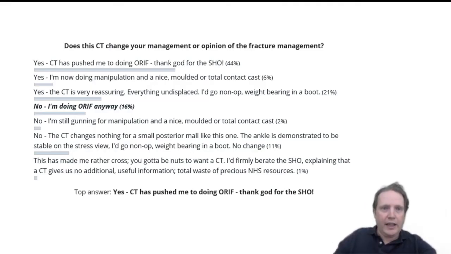So does this CT change the management or opinion of fracture management? 44% said it pushed those who weren't going to do an ORIF to do an ORIF. There were also some, such as myself, who were going to do an ORIF anyway, and the CT was for me to plan my surgery. There was, however, 21% who said that the CT was very reassuring, and 11% said the CT did not change their management, as they're going to continue to not fix this posterior malleolar fracture.